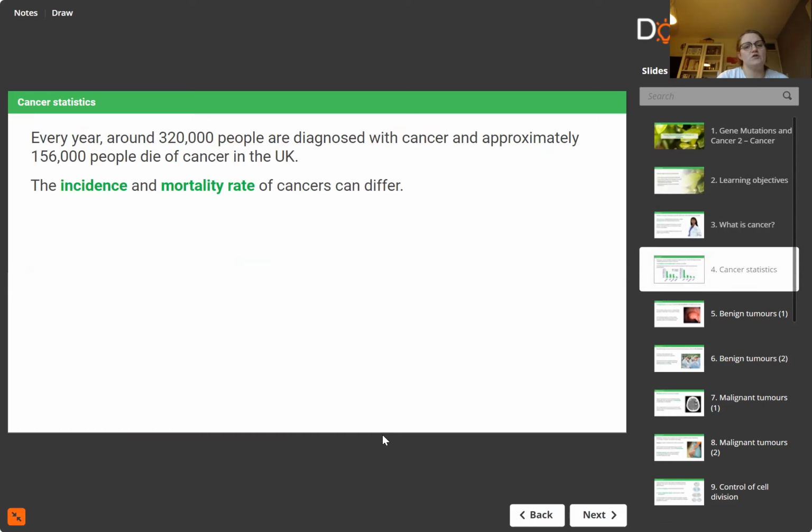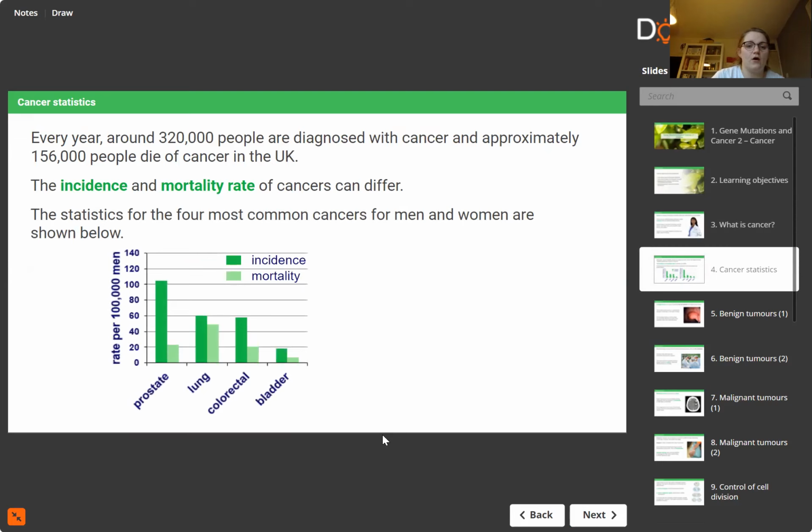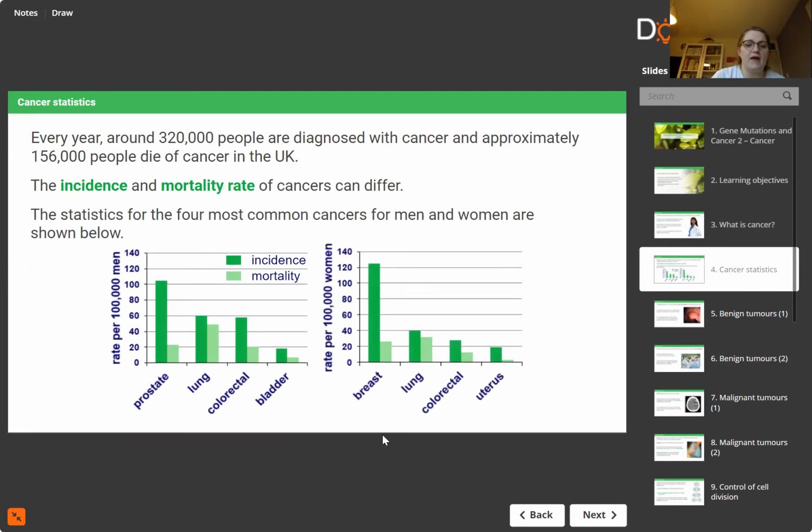Now, our incidence and mortality rate of cancers can differ depending on the type of cancer. So if we have a look at the 4 most common cancers for men and women, we've got obviously men and women in different graphs. So for men, the highest incident rate. So most common cancers are the ones that occur the most. So ones that occur the most in men are prostate cancer, followed by lung cancer, colorectal, and then bladder. And for women, it's breast cancer, lung cancer, colorectal cancer, and uterine cancer.